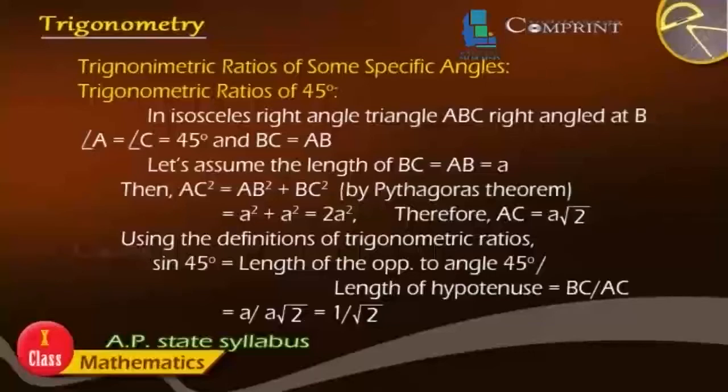Then AC square is equal to AB square plus BC square by Pythagoras theorem is equal to a square plus a square is equal to 2a square. Therefore, AC is equal to a root 2. Using the definitions of trigonometric ratios, sin 45 degrees is equal to length of the side opposite to angle 45 degrees by length of hypotenuse is equal to BC by AC is equal to a by a root 2 is equal to 1 by root 2.